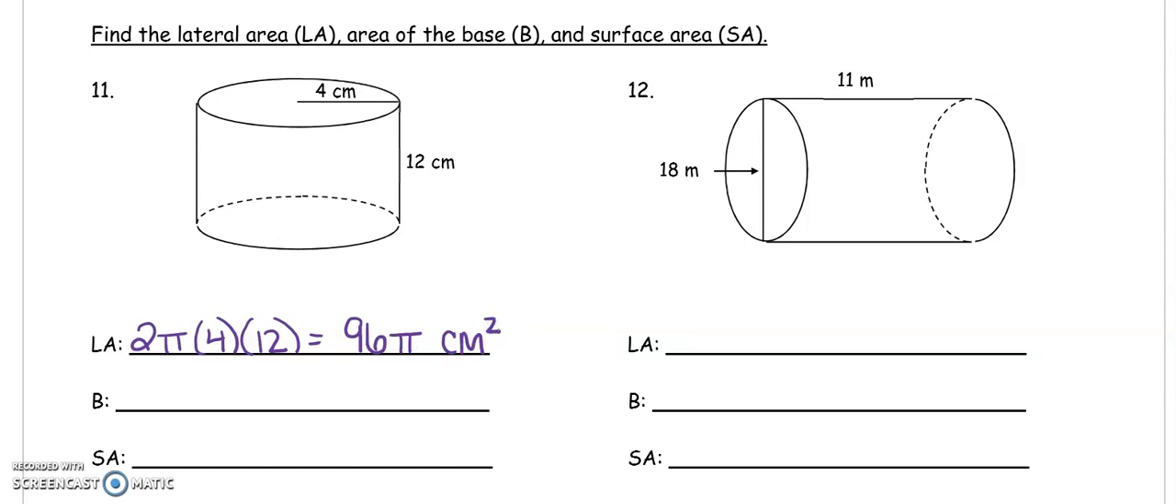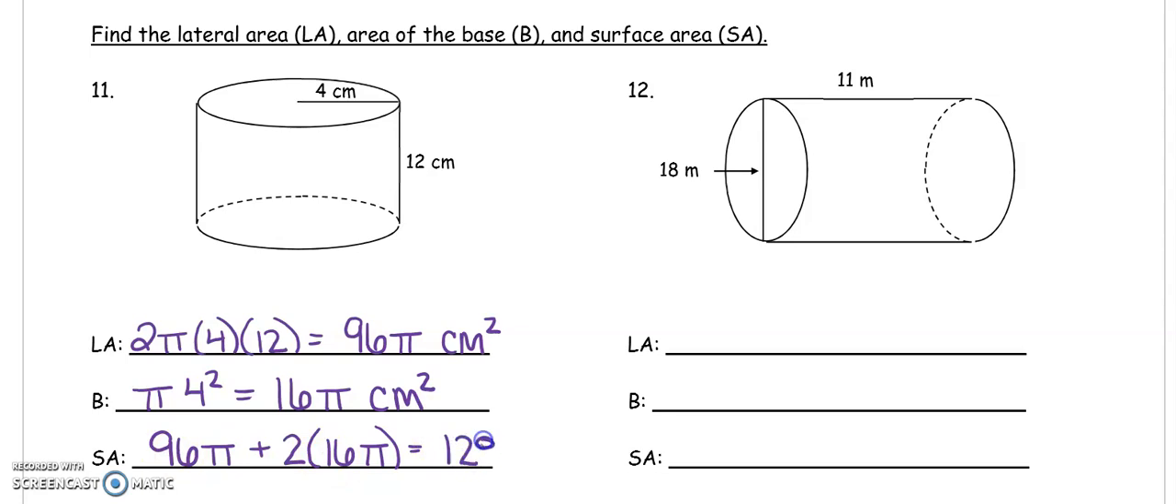I then am going to find the area of the base. Well, the base is a circle. That's pi r squared. So pi times 4 squared. 4 squared is 16. Put the pi right next door. 16 pi centimeters squared. And then to find the surface area, I take the lateral area, which was 96 pi. And a cylinder has 2 bases, so I'm going to add on 2 times 16 pi. 2 times 16 is 32. 32 and 96 will give me 128 pi centimeters squared.